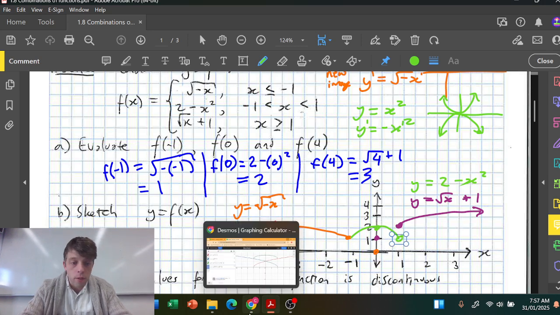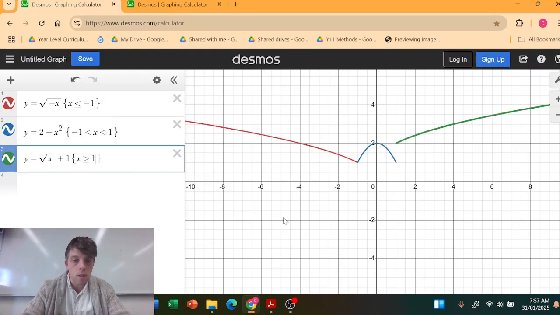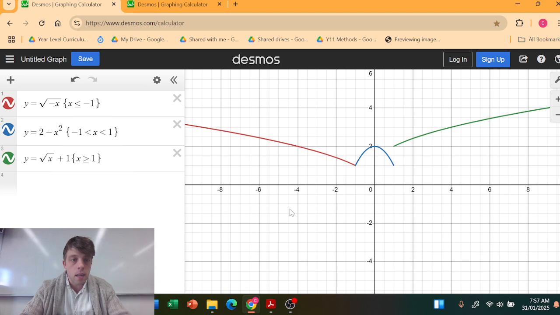All right, and if we switch over to Desmos, we can see what this function would look like. So here it is. We have exactly what I showed you before. The domain restrictions: less than negative 1, we have this equation. Between 1 and negative 1, we have this equation. And greater than 1, we have this.